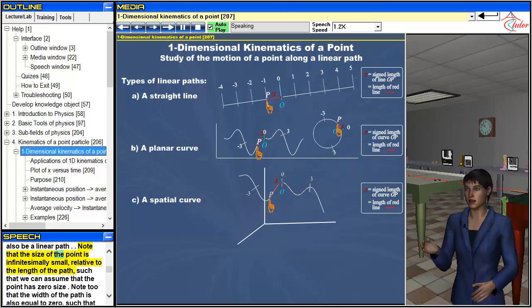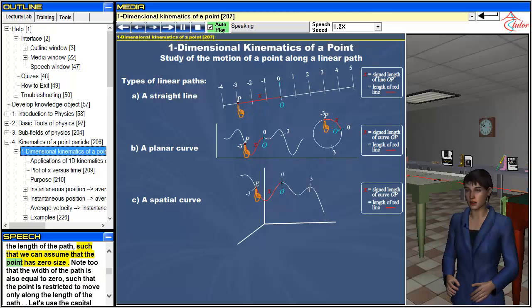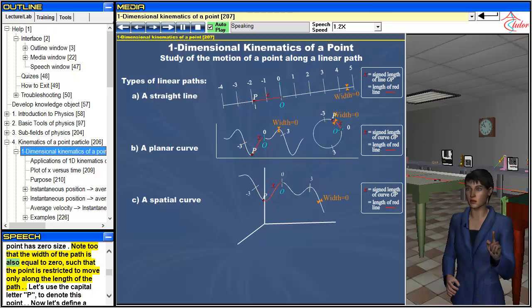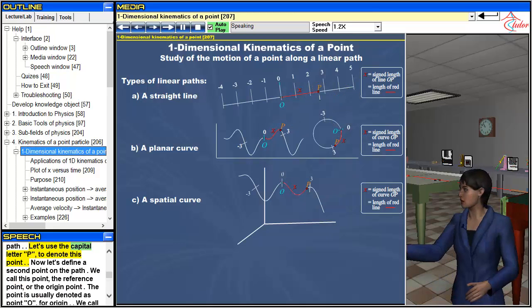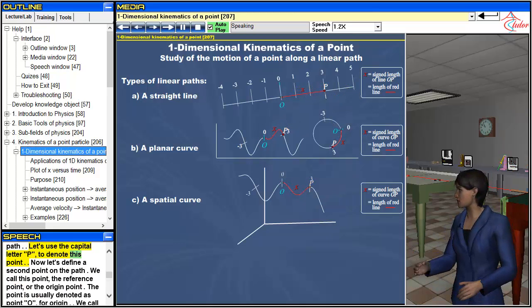Note that the size of the point is infinitesimally small, relative to the length of the path, such that we can assume that the point has zero size. Note too that the width of the path is also equal to zero, such that the point is restricted to move only along the length of the path. Let's use the capital letter P to denote this point.